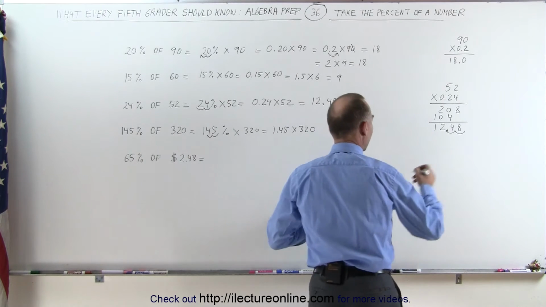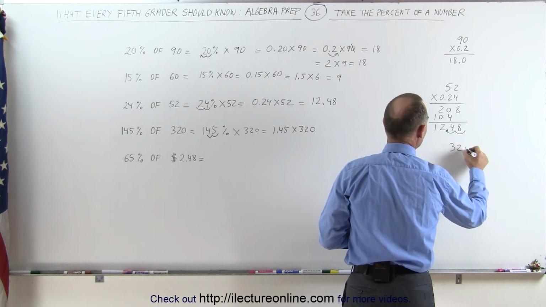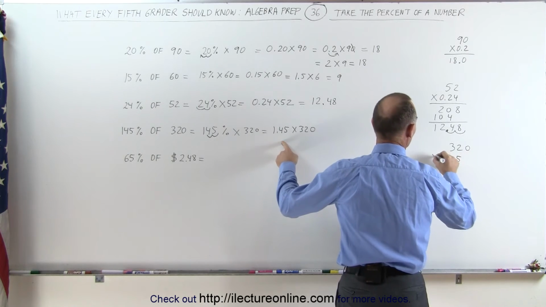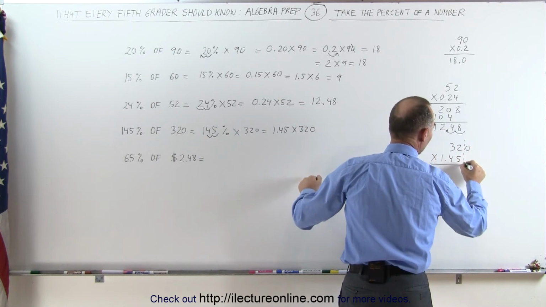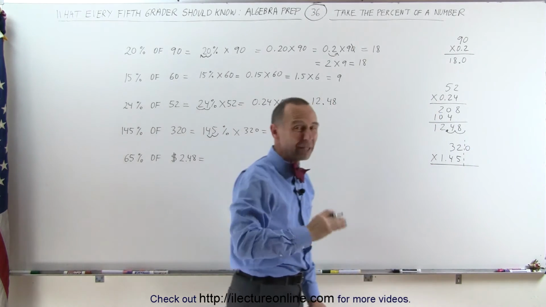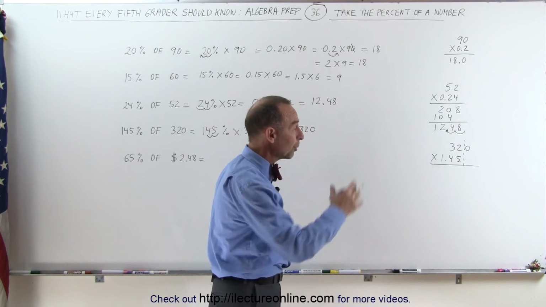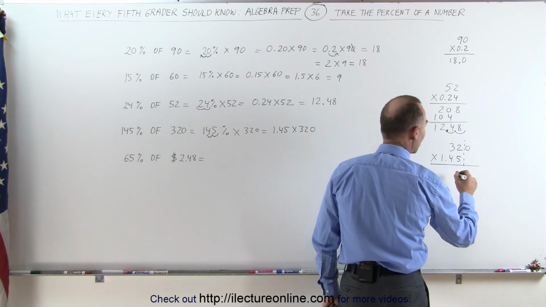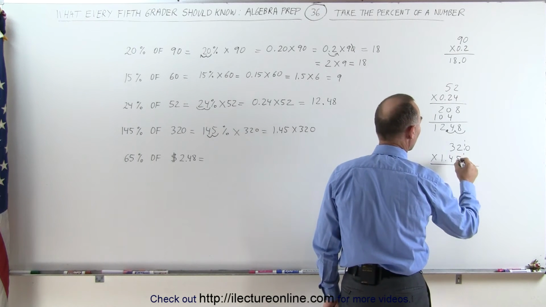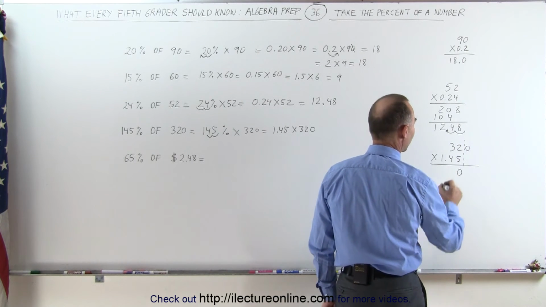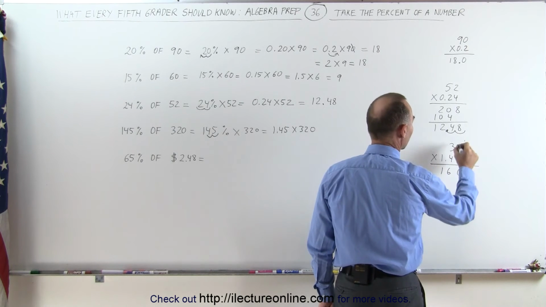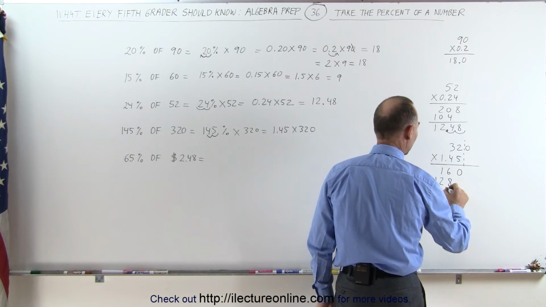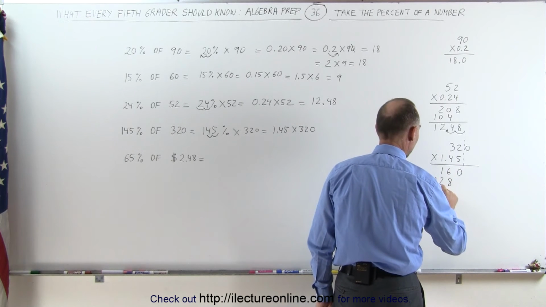Okay, writing this down, we have 320 times 1.45. Notice I put the 0 there off on the side, so I don't have to keep multiplying that by each of the numbers, but we can't forget about it. We have to add it at the end. 5 times 2 is 10. Put down the 0. Remember 1. 3 times 5 is 15, plus 1 is 16. 4 times 2 is 8. 4 times 3 is 12. 1 times 2 is 2. 1 times 3 is 3.